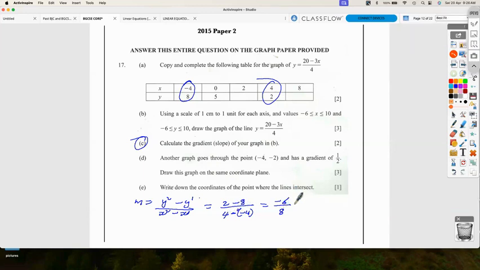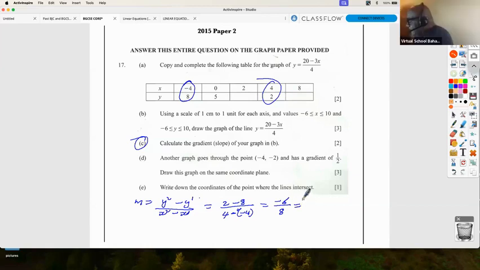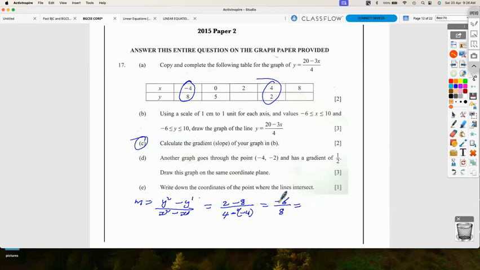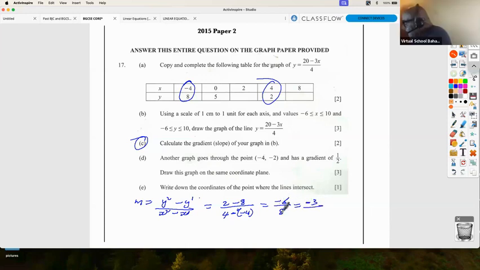Let us go through the steps so that everybody sees how we end up with that. So now we got to write the gradient in simplest form. What can divide both of those? 2, right? Yes, sir. So if I divide -6 by 2, I will get -3. And if I divide 8 by 2, I will get 4. So our gradient is -3 over 4. So when I look here now, I see -3 over 4, and that is my gradient. Everybody understand that? Yes, sir.